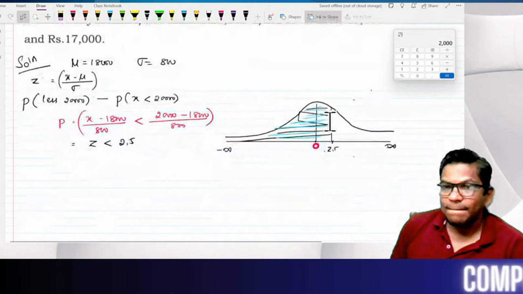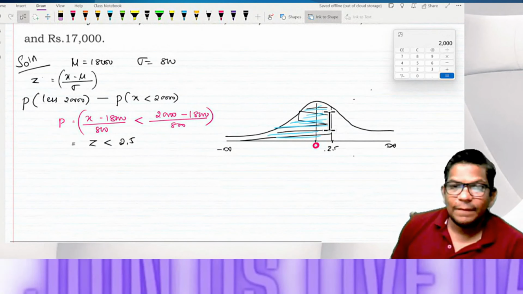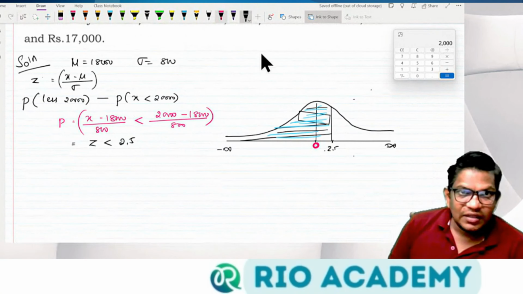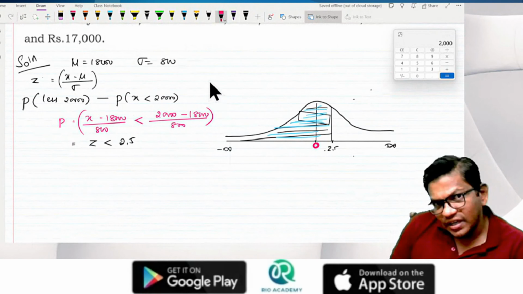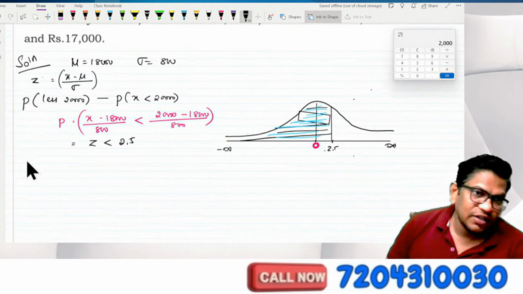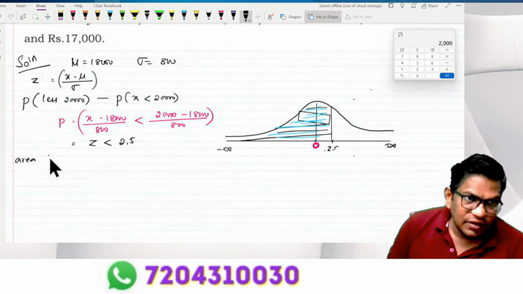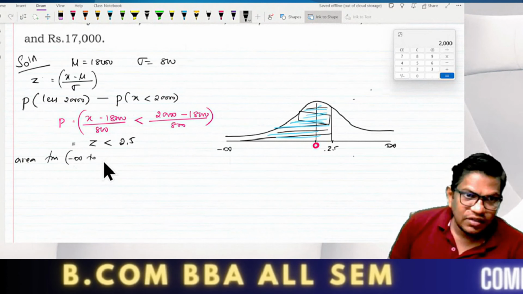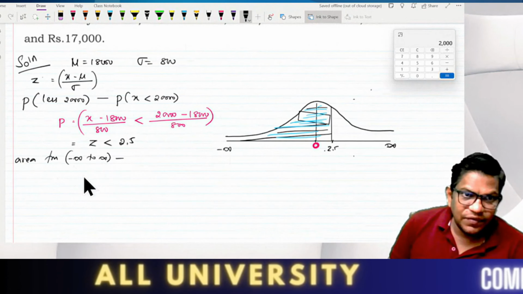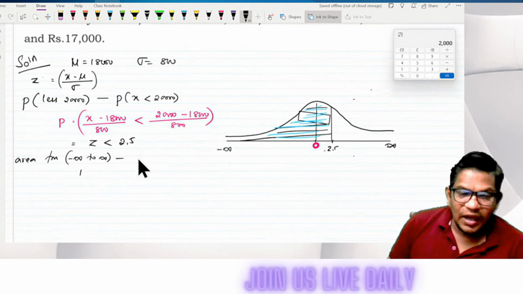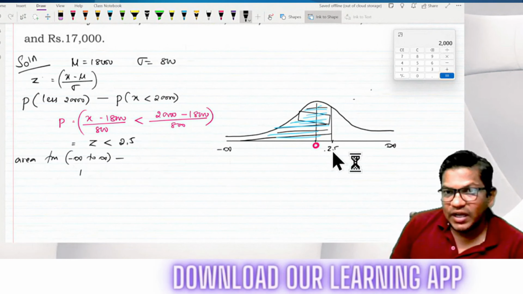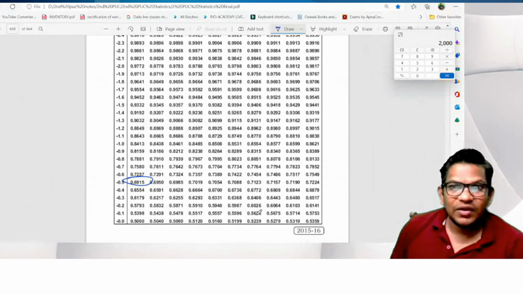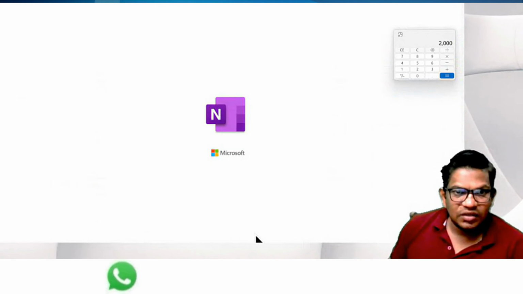Because area from minus infinity to plus infinity is 1. And at the same time, the shaded area is going on the minus infinity side, right? So that is why we have to take it. So area from minus infinity to plus infinity, that is your 1. And now what we should do is that 2.5 to positive infinity.